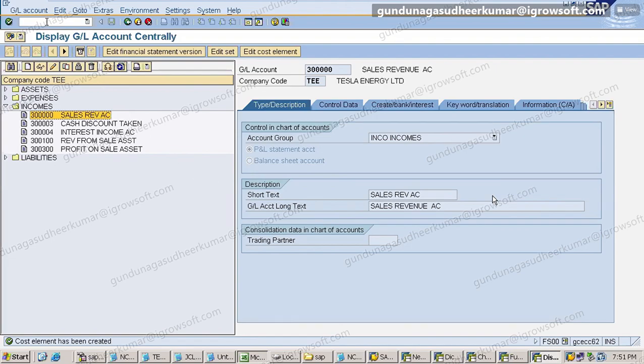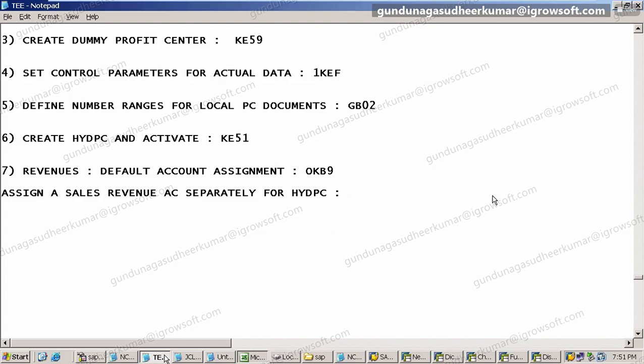Sir, but you said for Hyderabad, we have to create another sales account. Yeah, you have to create it actually, but I don't have another Bangalore profit center right now. If I create one more, then I will create one more. Okay, sir, sure.